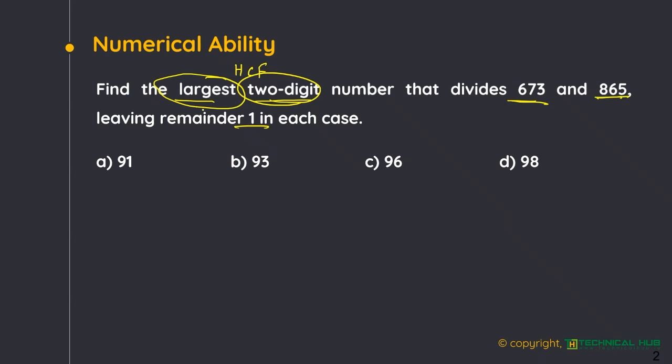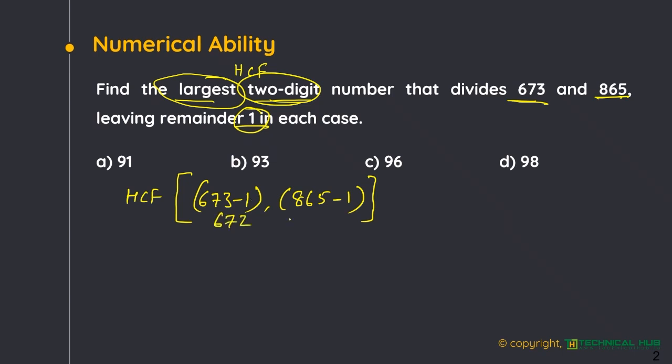If the remainder is 1, first thing you have to do is subtract that remainder from the given number. 673 minus 1 is the first number, and the second number is 865 minus 1. These are the two numbers. Once you have these two numbers, you need to calculate the HCF of these two. Here, this is 672 and the second one is 864. First number 672 and second number 864. Here, the question is HCF. Find the HCF of these two.